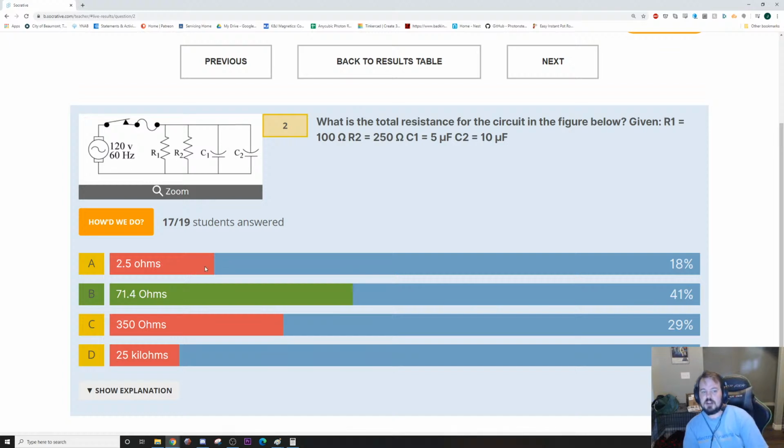To help you narrow this down, though, without doing a touch of math: in parallel, the total resistance will never be larger than any of the legs. So once you saw that one of the legs was 100 ohms, you can knock out C and D, because it can't be over 100 ohms. That brings you to 71.4 and 2.5.